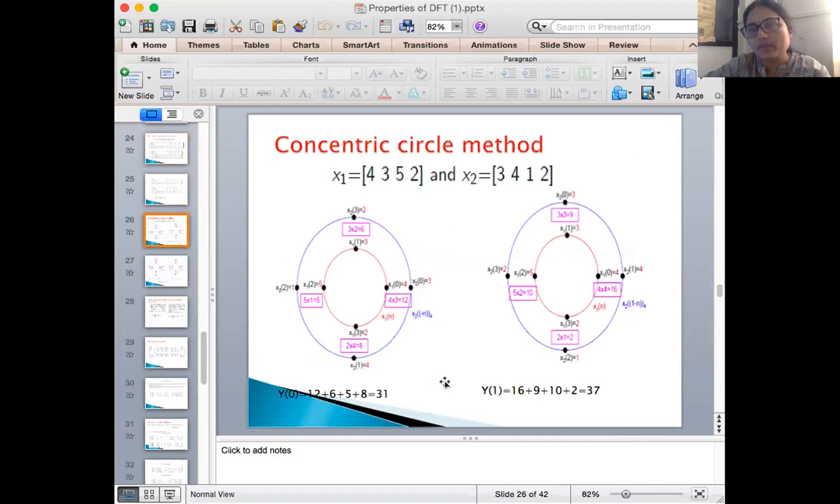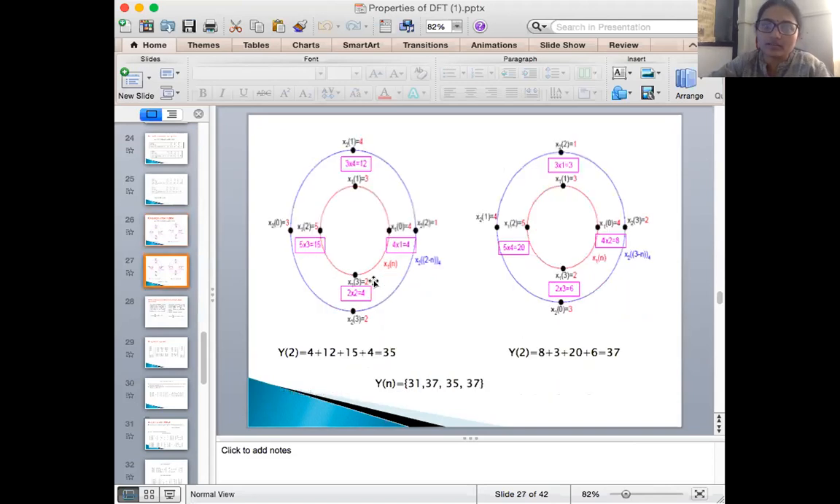Then the second method is the concentric circle method, with which we can perform the convolution between two sequences and get the third sequence, which is the output of the convolution of two sequences, x1 of n and x2 of n. So this is the second method that we have studied, based on the concentric circle method.